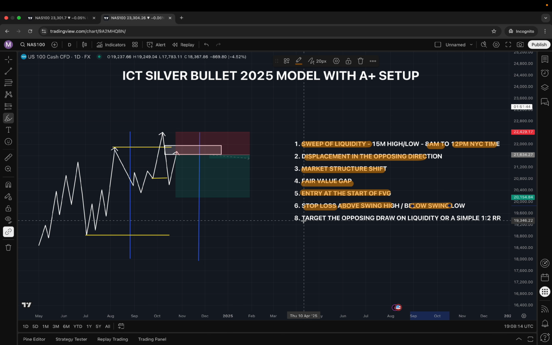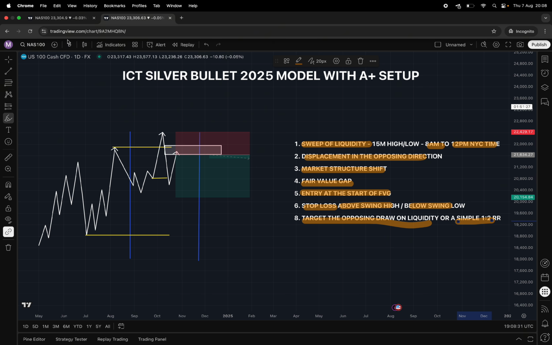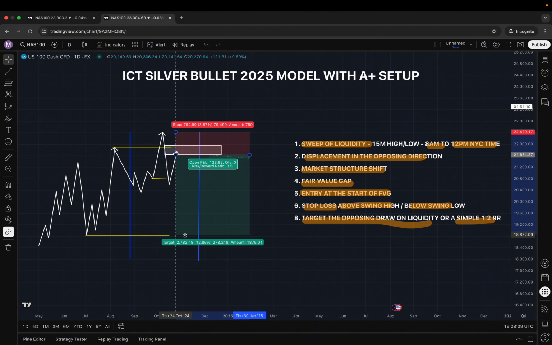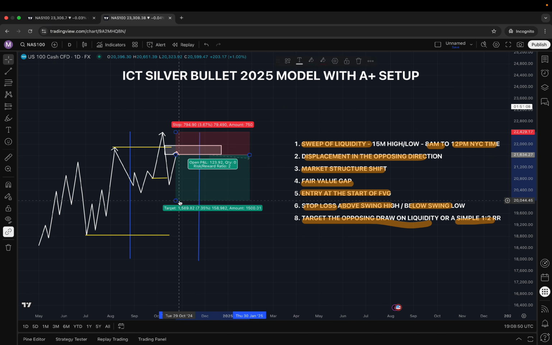And then the final step is to target opposing liquidity, or what I like to do in this channel, and I always have documented it with every single strategy that I've posted, is targeting a simple 1 to 2. That's if you're wanting the highest profitability possible. So now what we're going to do is target the opposing liquidity, which would be right here, and that would be a 1 to 3.5 risk to reward ratio. But obviously if you're looking for high profitability, then simply target a 1 to 2, which would be around here. And next you just wait for price to hit your take profit level.